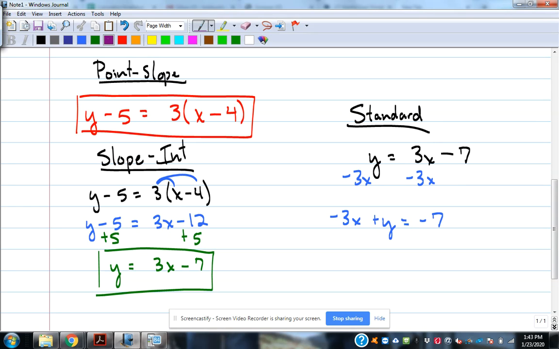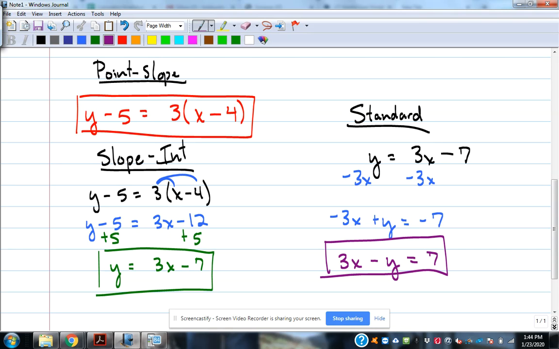Does that meet all of the rules for standard form? No. So the a has got to be positive, right? So what do we do to make it positive? Divide by negative 1, and what does that do? Change the sign of everybody. And there we have standard form.